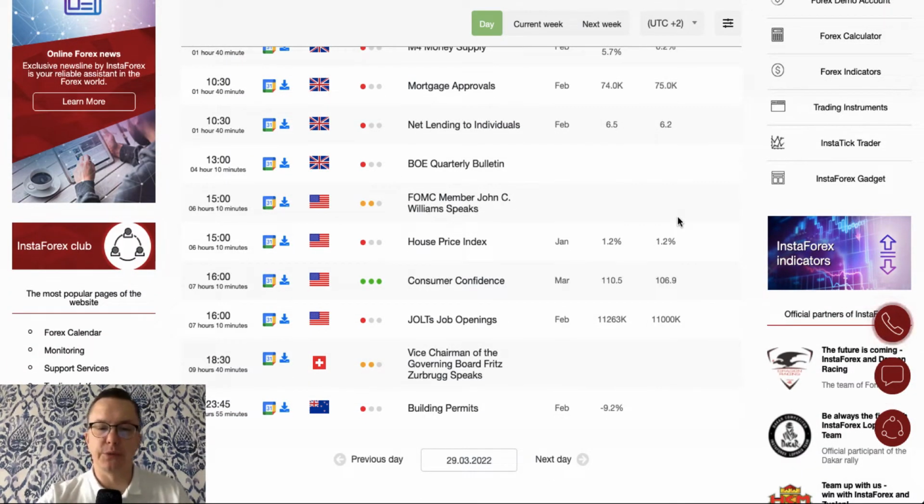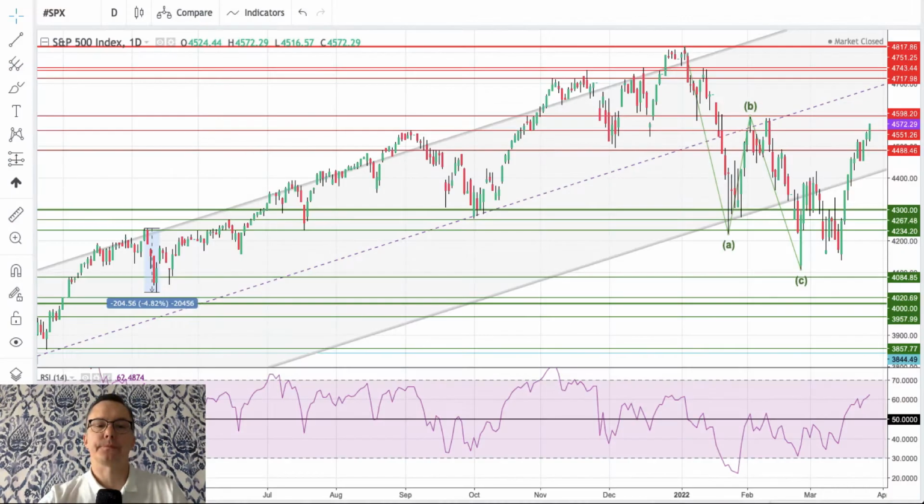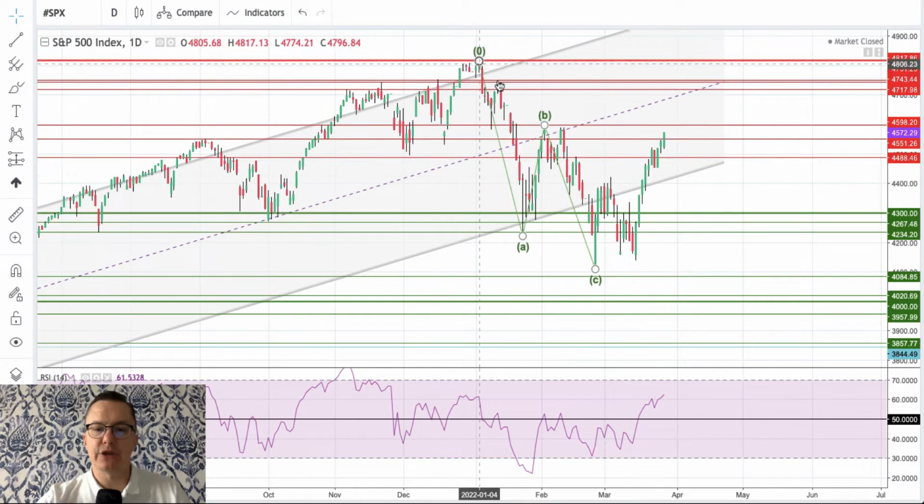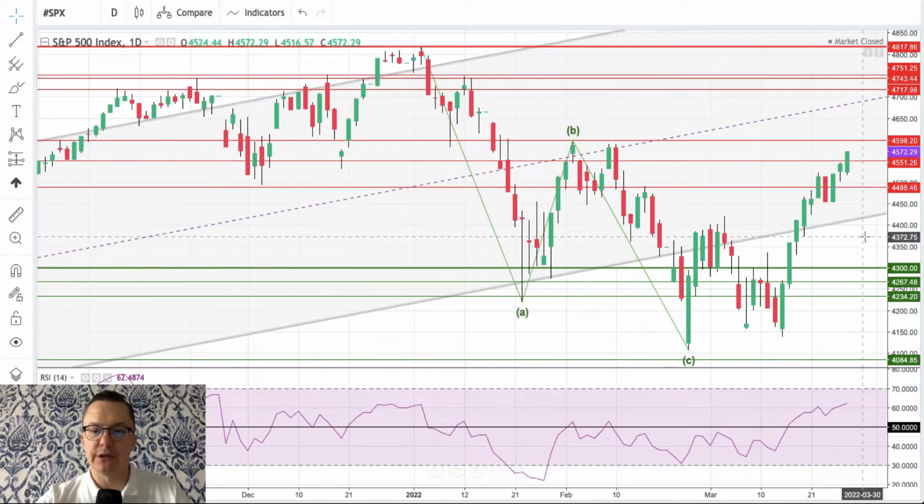We are going to start with the analysis of the S&P 500. The daily time frame chart of the S&P 500 is showing us that the ABC correction from the all-time high at 4,817 points had been completed. Wave A had been done already, wave B done as well, high at 4,598 points, and then wave C done.